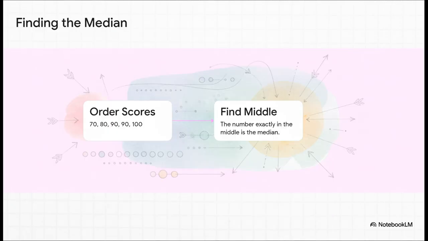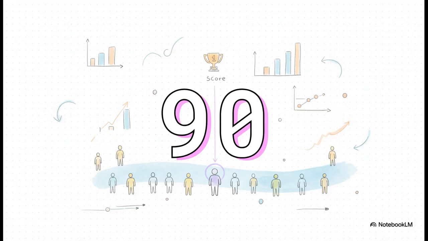So let's do it with our scores. First, we line them up. So that's 70, then 80, then 90, another 90, and finally 100. See? Now that they're all in a neat little row, finding the one right in the center is going to be a piece of cake. And there it is. The median score is 90. Now hold on. Notice that's different from our mean, which was 86. The median tells us something else.